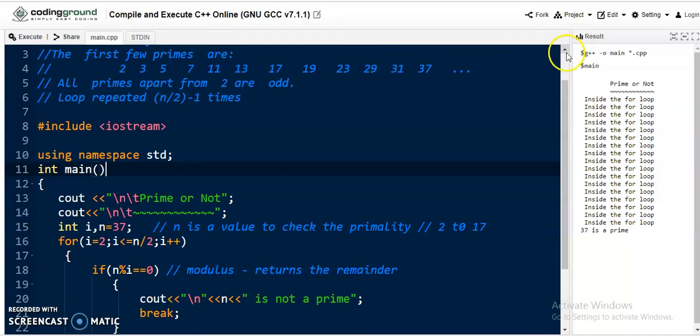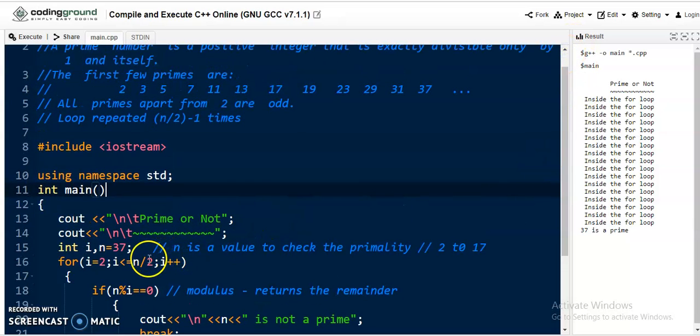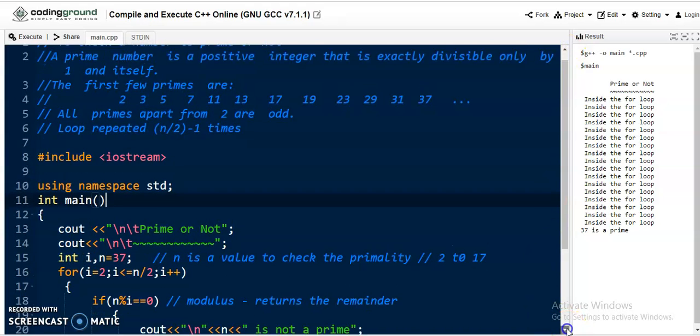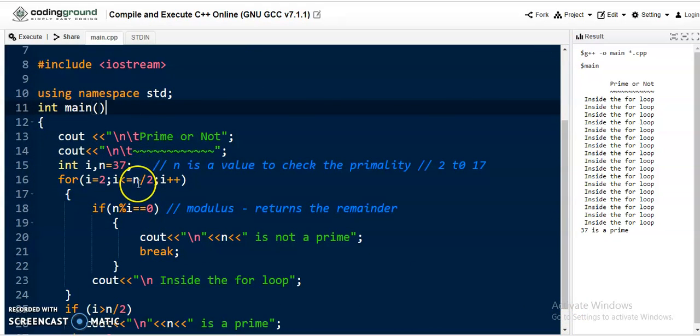So in the second method, the problem is to check whether a given number is prime or not. So I am going to check whether the given number is prime or not up to n by 2 values. If the number is not divisible up to n by 2, the given number is a prime. For example, when you take 37, we are going to repeat it 18 times, from 2 to 18. That's enough to check whether the given number is prime or not.